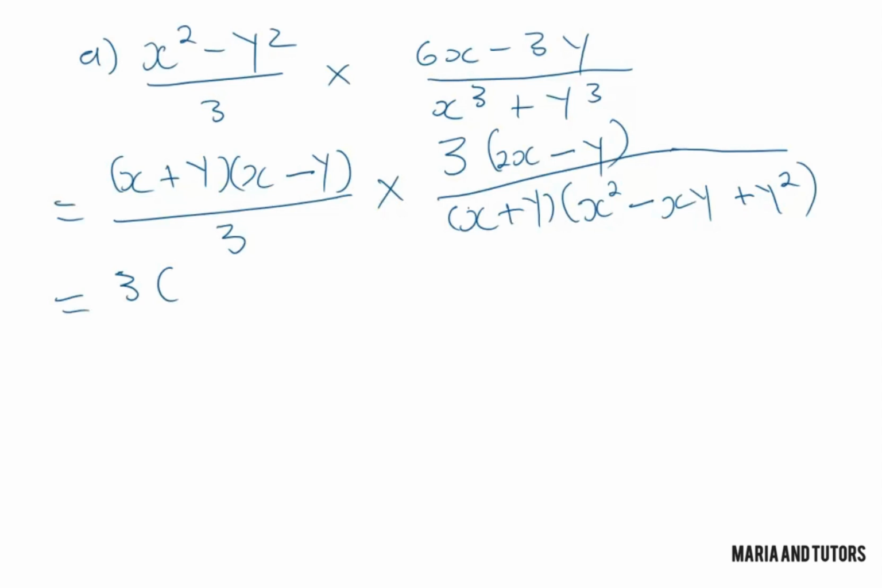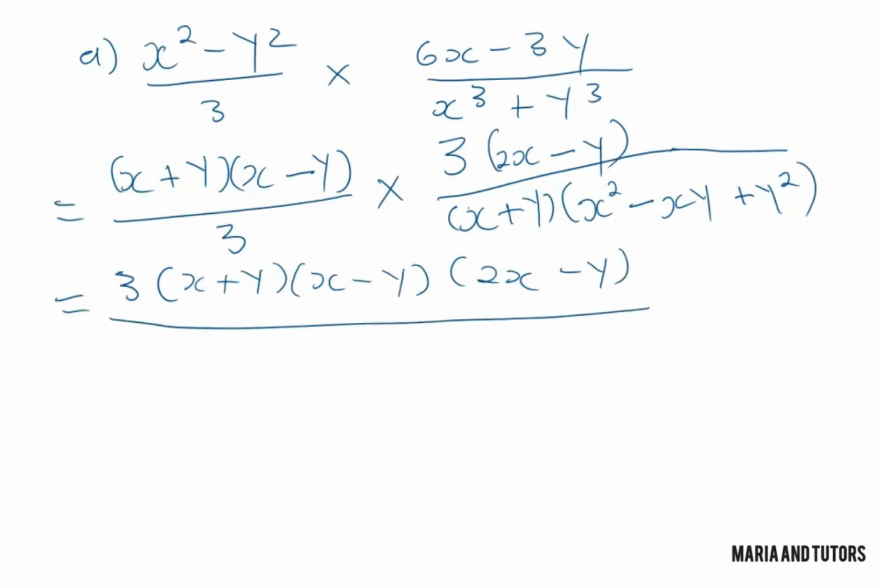3 multiplied by (x + y) multiplied by (x − y) multiplied by (2x − y). Then we're going to divide this by 3 multiplied by (x + y) multiplied by (x² − xy + y²).